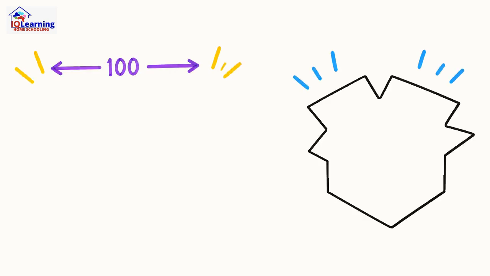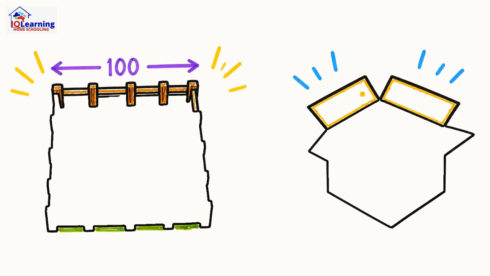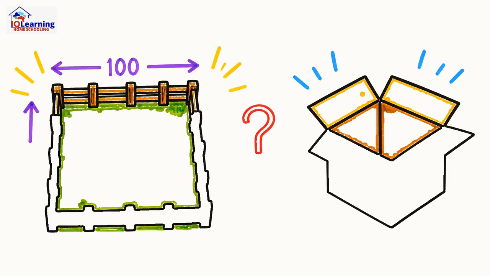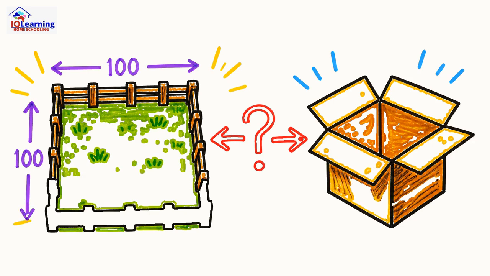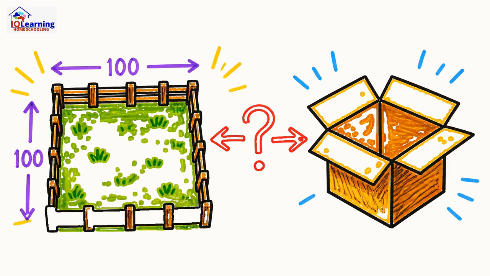How do you build the biggest possible rectangular yard with a fixed amount of fence? Or design a box that holds a specific volume using the least material? These aren't just puzzles, they're optimization problems, and the key to solving them is the derivative.